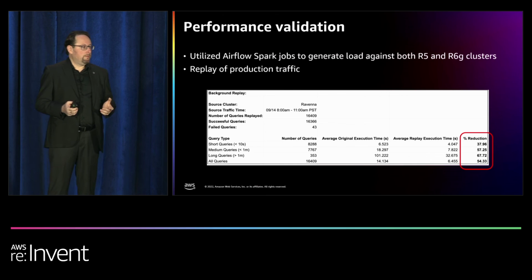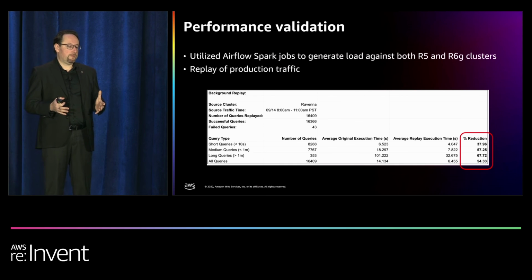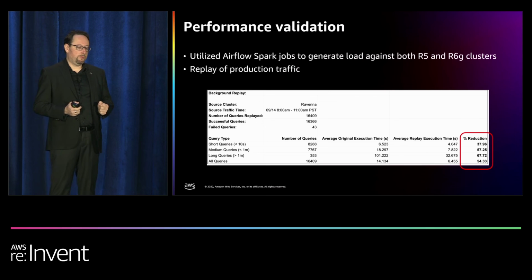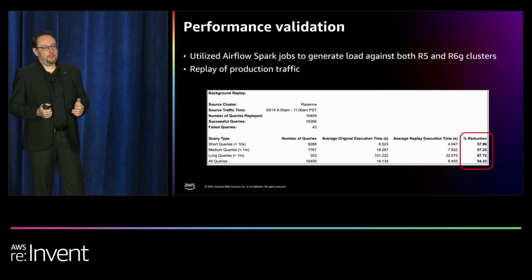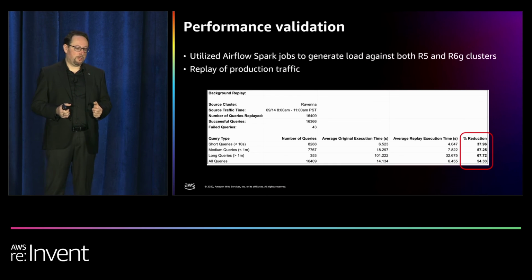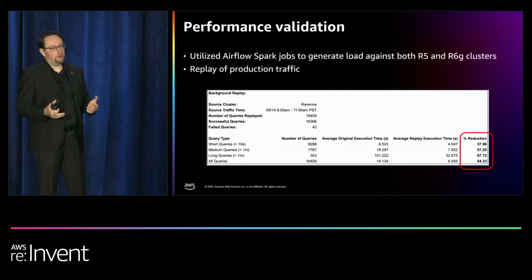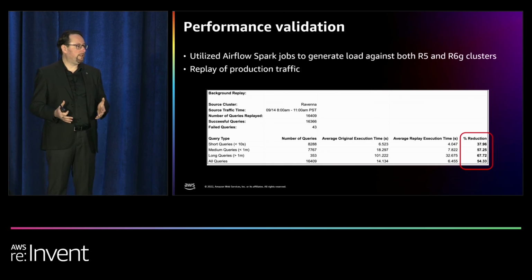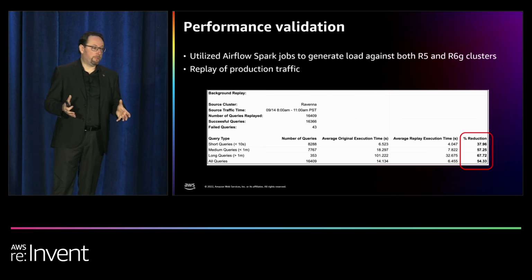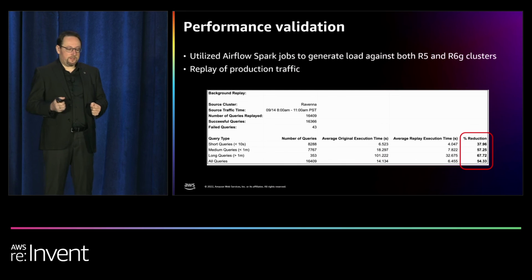OK, so now we've done all this. Everything works. How do we validate performance? Well, the first step we did is to use Airflow and Spark to take actual production loads, so not synthetic tests. Those were done in the POC stage. Basically, we replay our own production traffic. So we built a shadow fleet and replayed all production traffic, both through the Intel fleet and the ARM fleet, and compared them one-to-one.